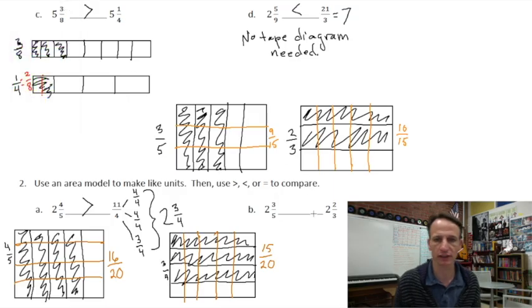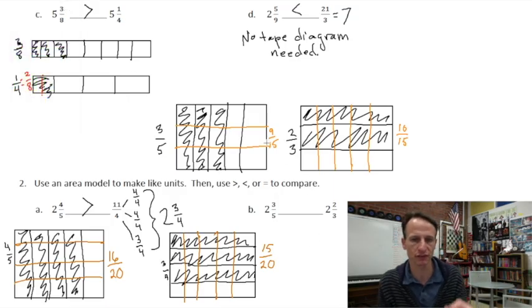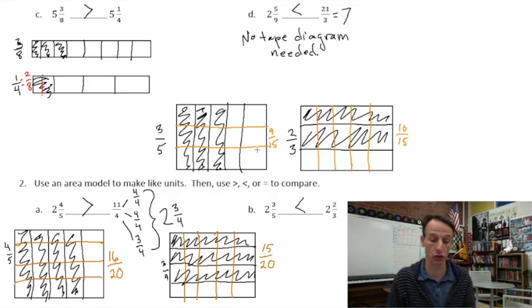And now I can see what? Which is greater, less than, equal. Okay, so 2 and 3/5 is 2 and 9/15. 2 and 2/3 is 2 and 10/15. 9/15 is less than 10/15. That means that 2 and 3/5 is less than 2 and 2/3, and that's what the model shows. Whew, I hope it gets easier from this point. That was rigorous. Let's move on.